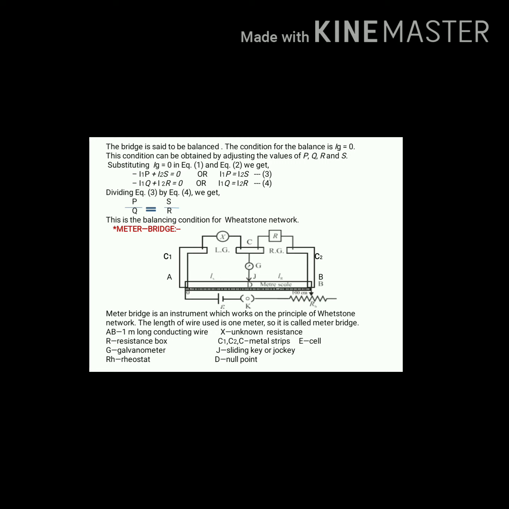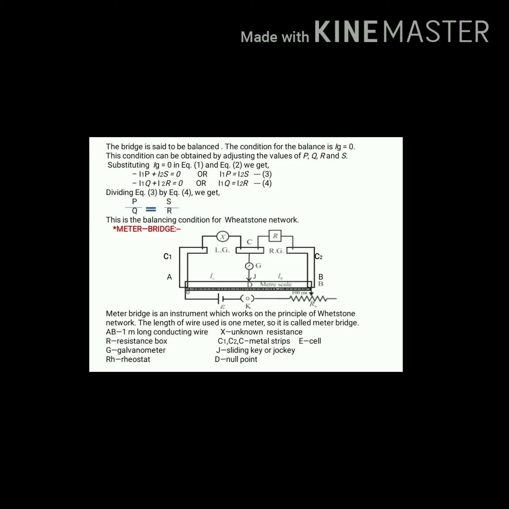The bridge is said to be balanced if the condition for the balance is Ig is equal to 0. This condition can be obtained by adjusting the values of P, Q, R and S. Substituting Ig is equal to 0 in the first and second equations, we get minus I1 into P plus I2 into S equal to 0. That is, I1 into P equal to I2 into S. Suppose equation number 3. Similarly, minus I1 into Q plus I2 into R equal to 0. That is, I1 into Q equal to I2 into R.